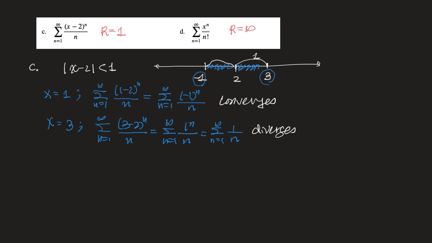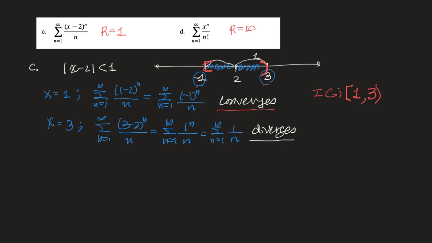So what is the conclusion for the interval of convergence? x equals 1 makes this power series converge, so that gets a bracket. x equals 3 diverges, so that gets a parenthesis, not included in the interval of convergence. So the interval of convergence is: 1 is included, so a bracket at 1, and 3 is not included, so a parenthesis at 3.